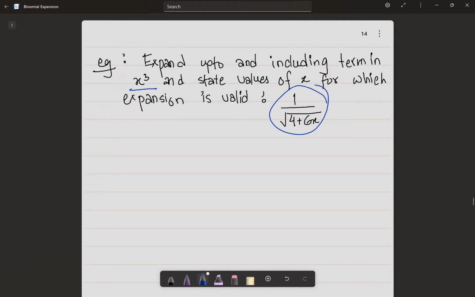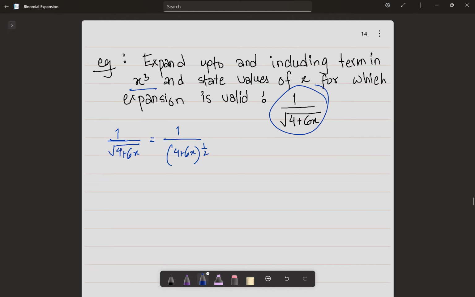So in order to expand, the expression given to us is root over 4 plus 6x. Now we know that in order to expand, we need to have everything in the numerator. There cannot be any fractions. So we must bring it to the numerator. If we bring it to the numerator, we have to first convert this into a power. So we know for square root, the power becomes half. So we have 1 by 4 plus 6x to the power of half.